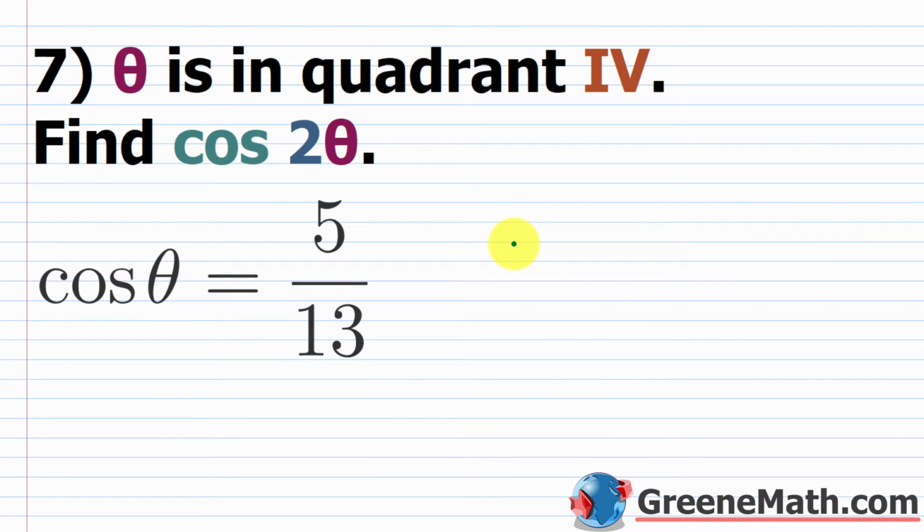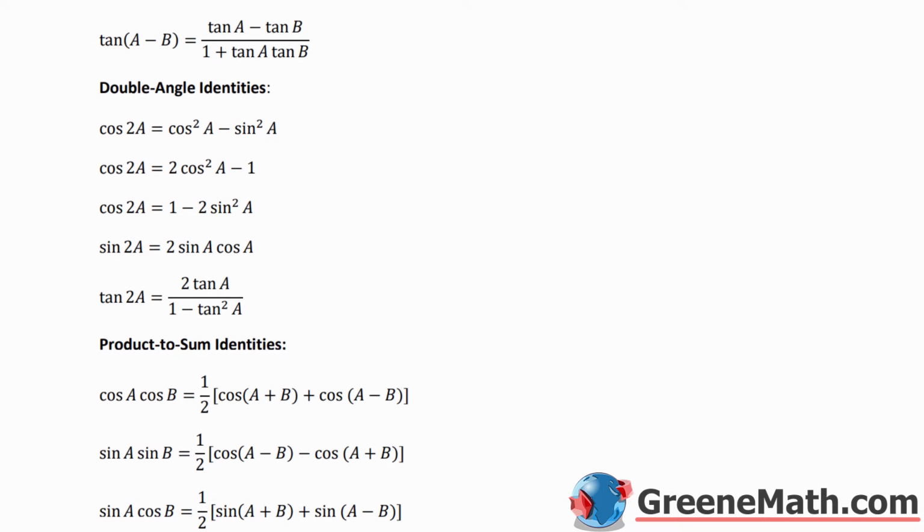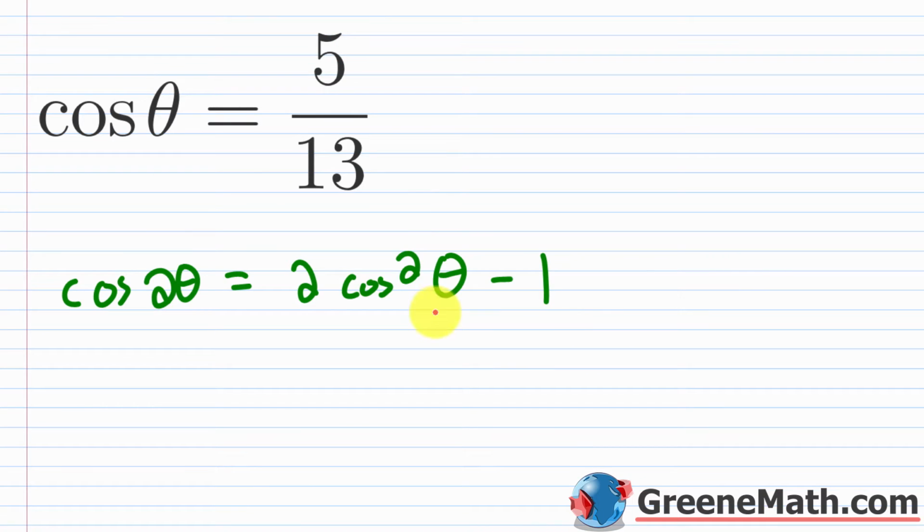All right, let's take a look at problem 7. So now we're told that theta is in quadrant 4, and we want to find the cosine of 2 theta. So here we're given the cosine of theta, and this is 5 over 13. So going back to the handout, I would pick this one right here where it says cosine of 2a is equal to 2 times cosine squared a minus 1. So let me say that the cosine of 2 theta is equal to 2 times cosine squared theta and then minus 1. So coming down here, I'll just replace this cosine theta with 5 over 13, and then I'm going to square that.